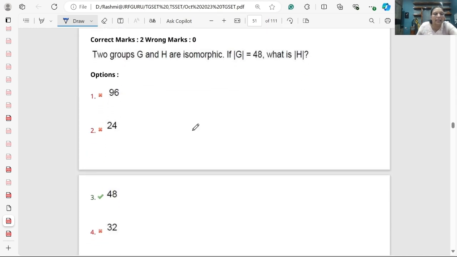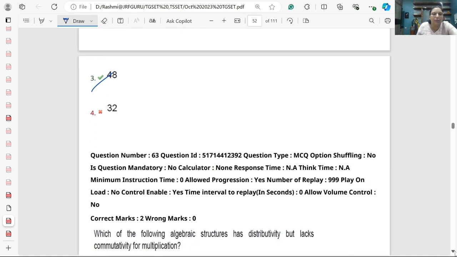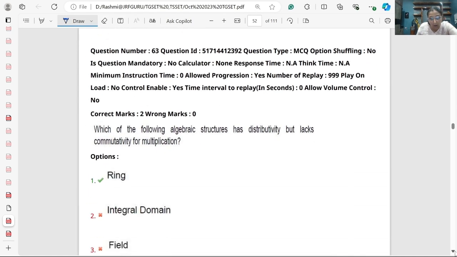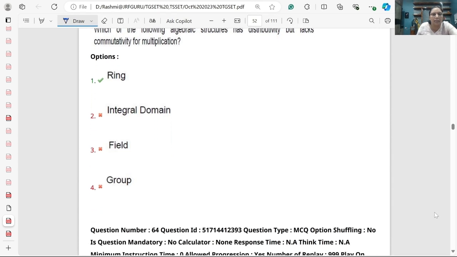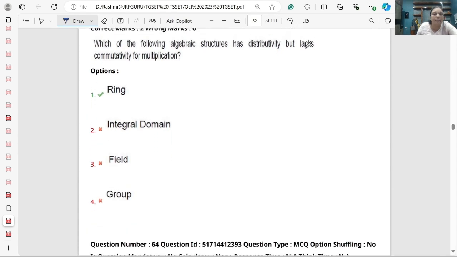Two groups G and H are isomorphic. If the order of G is 48, then the order of H should be 48, because these are isomorphic, not isometric. So for isomorphic groups, the order will be the same. Which of the following algebraic structures has distributivity but lacks commutativity for multiplication? The ring has distributivity over addition but lacks commutativity for multiplication. So it is your ring.